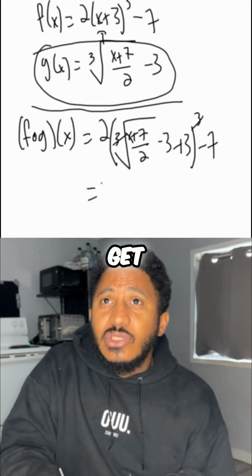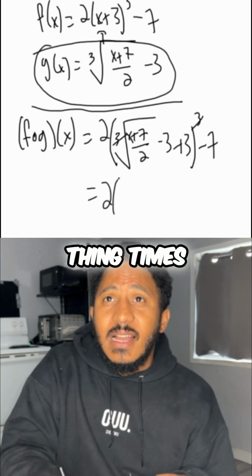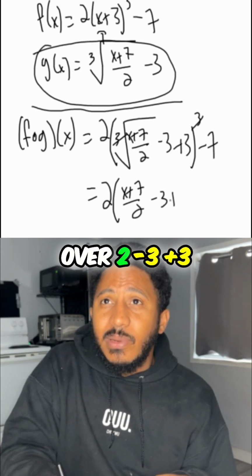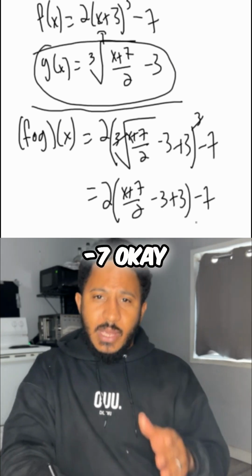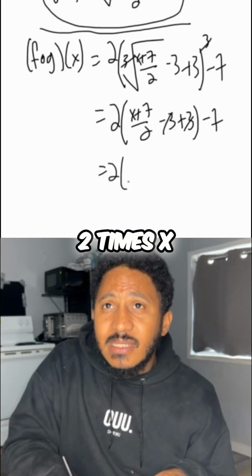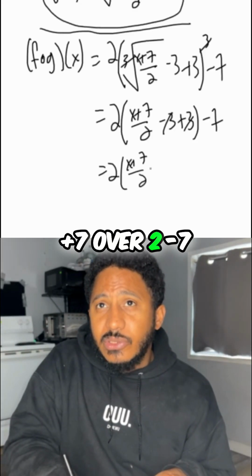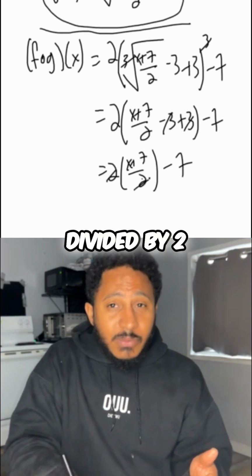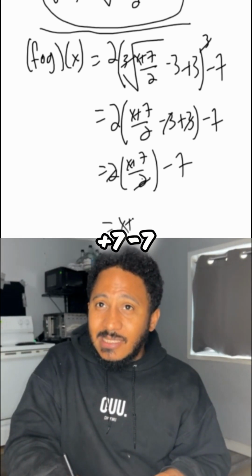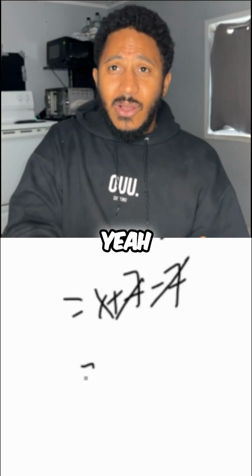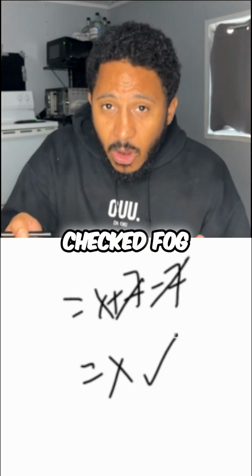Okay. So we get 2 times this whole thing, (x plus 7) over 2 minus 3, plus 3, minus 7. Okay. But then notice also the 3's cancel. So then we just get 2 times (x plus 7) over 2 minus 7. Well, notice the 2's cancel now. That's multiply by 2, divide by 2. Okay. So that's x plus 7 minus 7. What does that simplify to? Just x. Yeah. Okay. So we checked f of g and we got x.